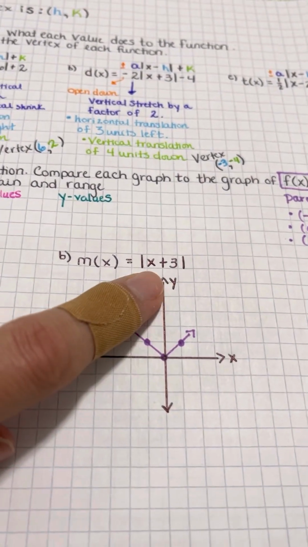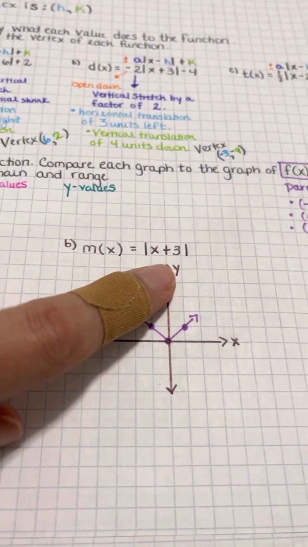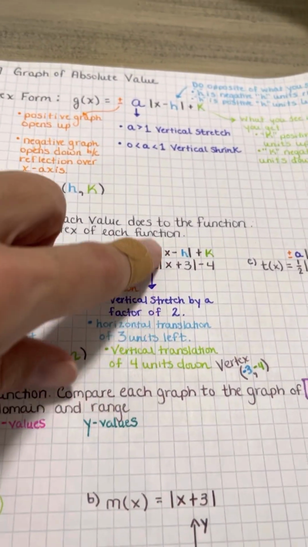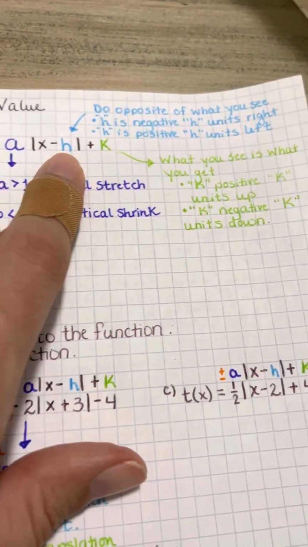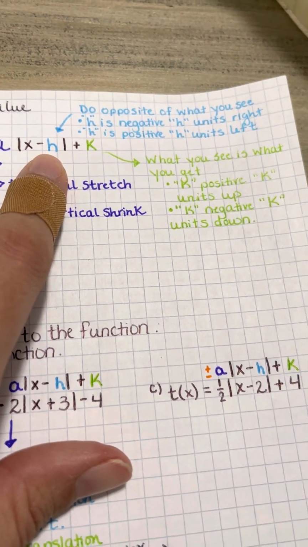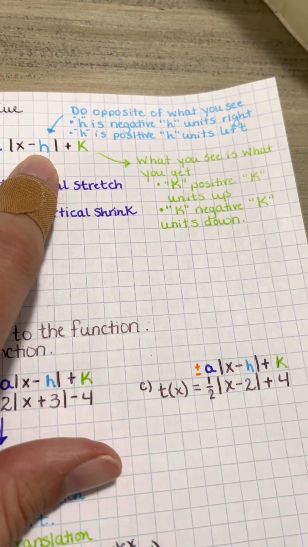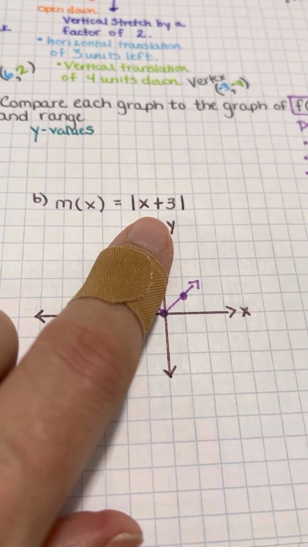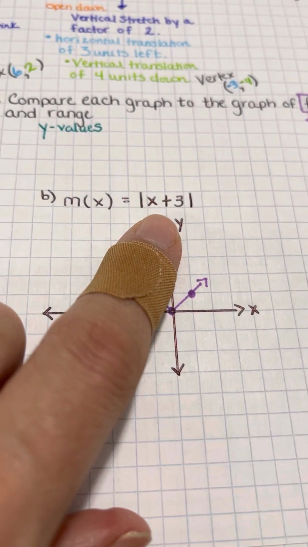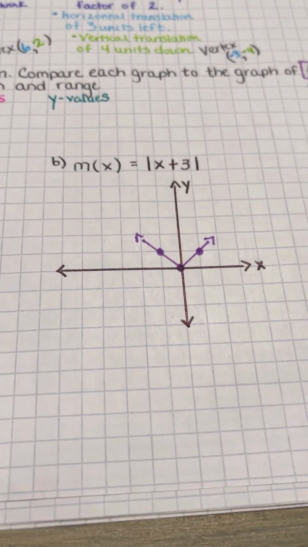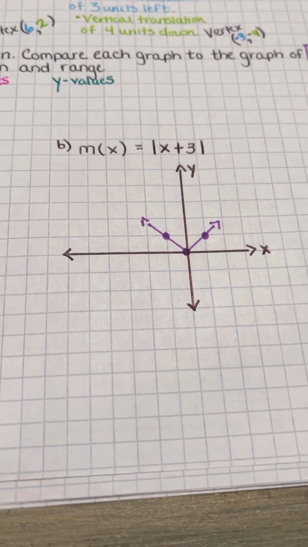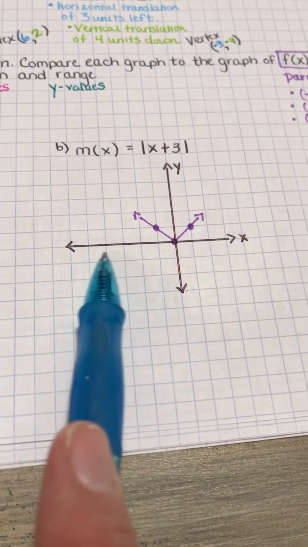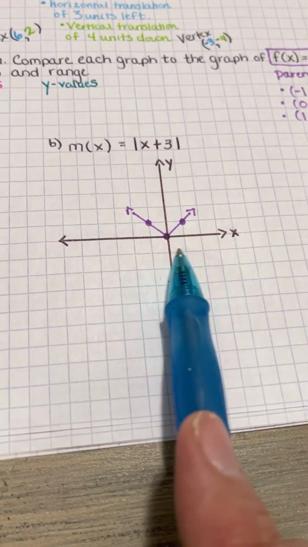Then I'm going to go back to my function and look at what I have. I have a plus 3 on the inside. So if I go back up here to my notes, our rule for what happens inside the absolute value is do the opposite of what you see. So if I come back down here, I see a positive 3. So I'm going to do the opposite of that. The opposite of that would be a negative 3. And if something is negative when we are graphing it, that means we are going to the left. Negative in terms of graphing is to the left. Positive in terms of graphing is to the right.